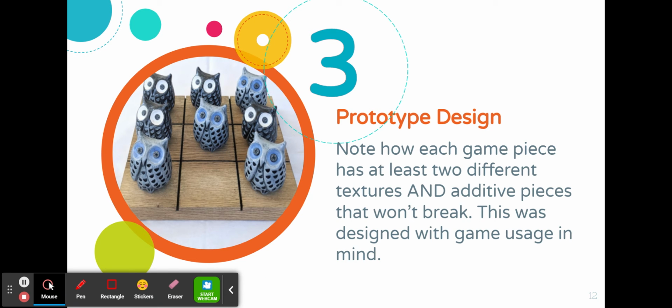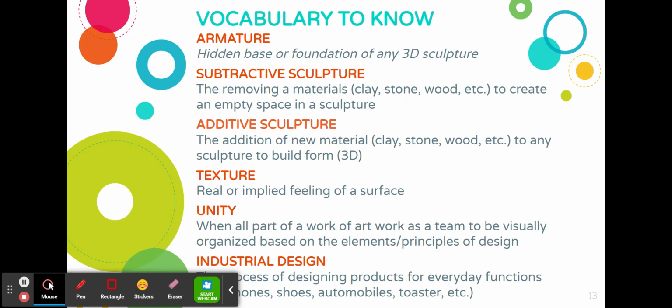So it's very important that your game pieces be highly usable, that they're weighted properly, and that they have at least 2 different textures. So you'll notice the feathers, the little indentations on the wings and on the body to suggest a texture. And in fact, this person went overboard and then also did another texture inside the actual eyeballs of the owl.